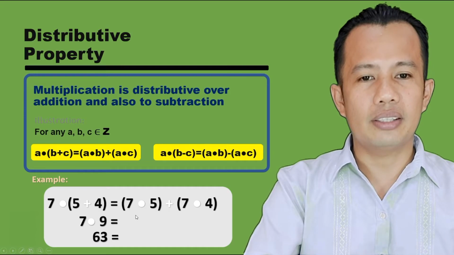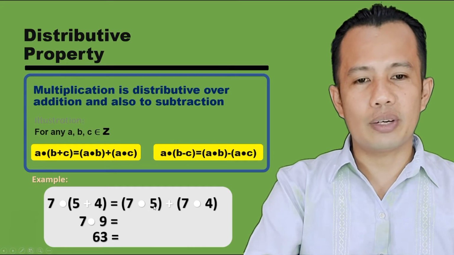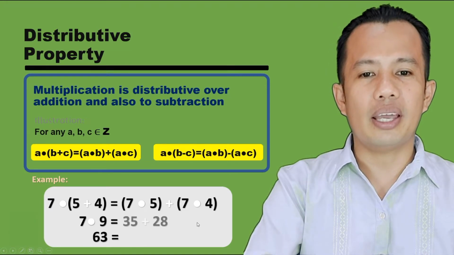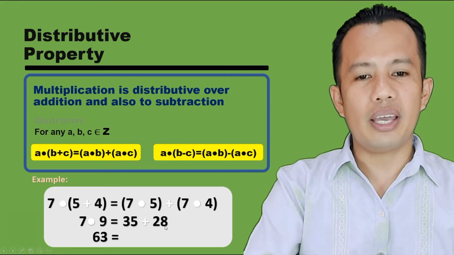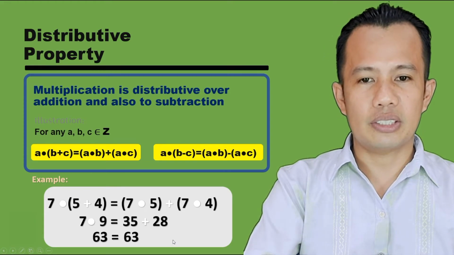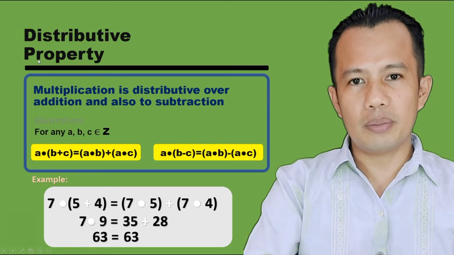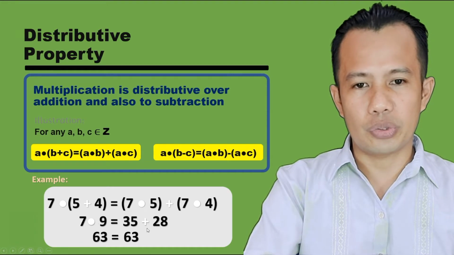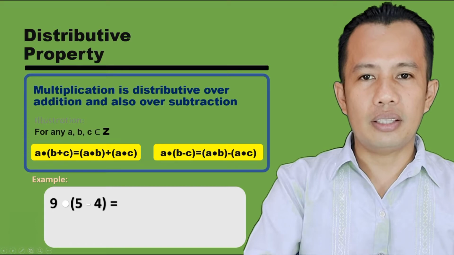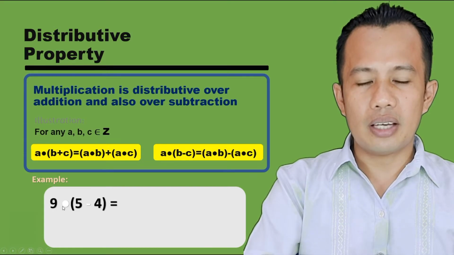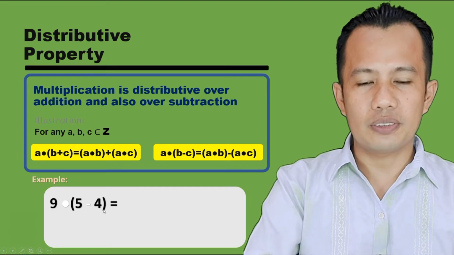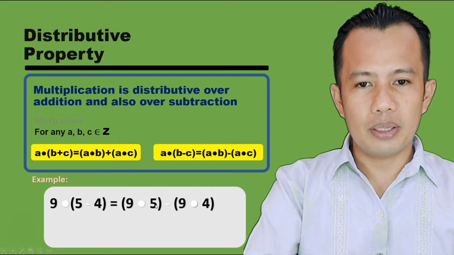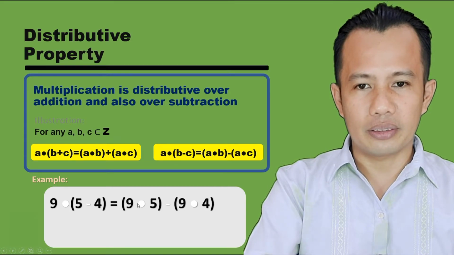Let's double check the other side. 7 times 5 is equal to 35 plus 7 times 4 is equal to 28. 35 plus 28 will result to 63. Indeed, distributive property of multiplication over addition is true. Let's see this other example. 9 times the quantity 5 minus 4. This should be equal to 9 times 5 minus 9 times 4.